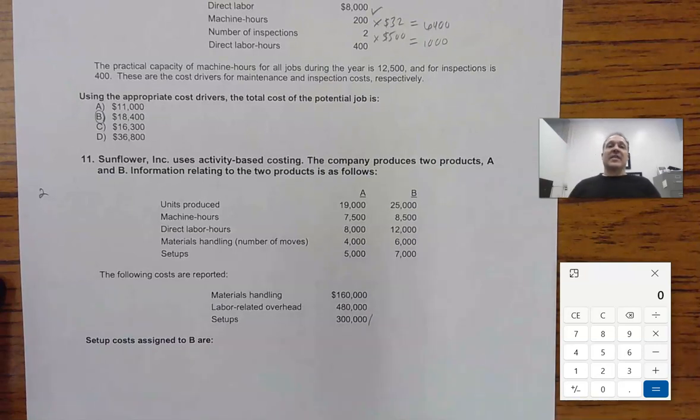And I'm going to divide that by something because I have to come up with an overhead rate per setup. What do I want to use? Well, probably right up here is a pretty good starting point. But be careful here. Even though you're being asked for setup costs for product B, you actually need to use all setups, the total number of setups, because remember, this $300,000 is for products A and B.